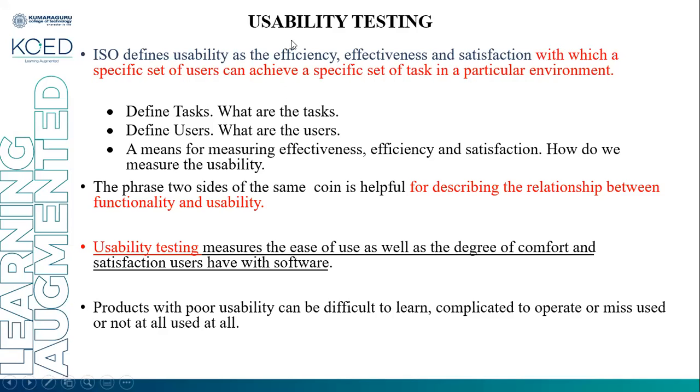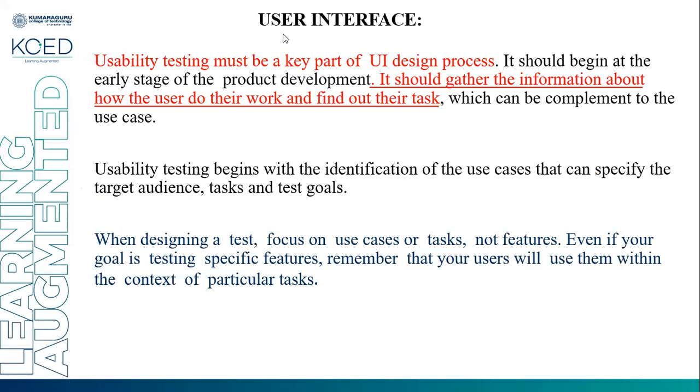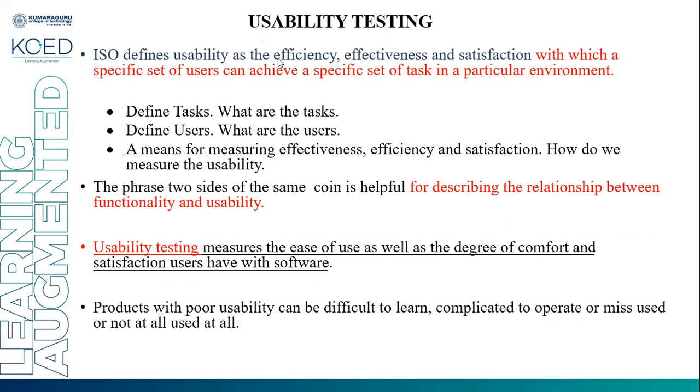So usability testing. ISO defines usability as the efficiency, effectiveness, and satisfaction with which a specific set of users can achieve a specific set of tasks in a particular environment. So define the task and list out what the tasks are. Define the user, list out who the users are. A means of measuring effectiveness, efficiency, and satisfaction. How do we measure the usability? It's a means of measuring effectiveness, efficiency, and satisfaction.